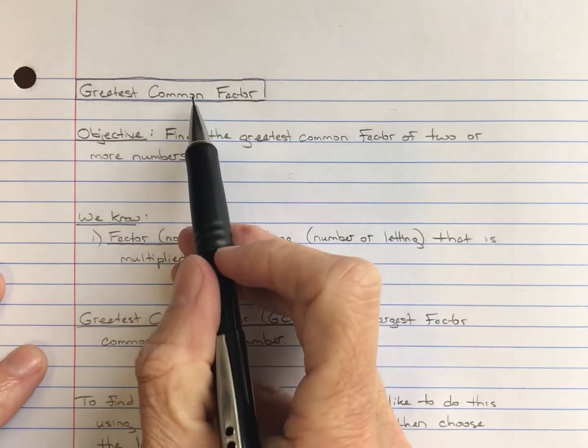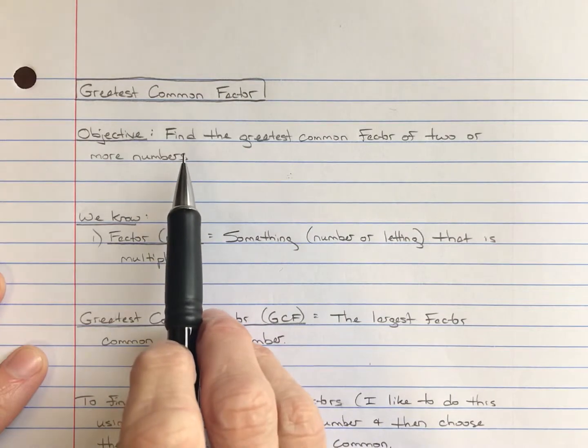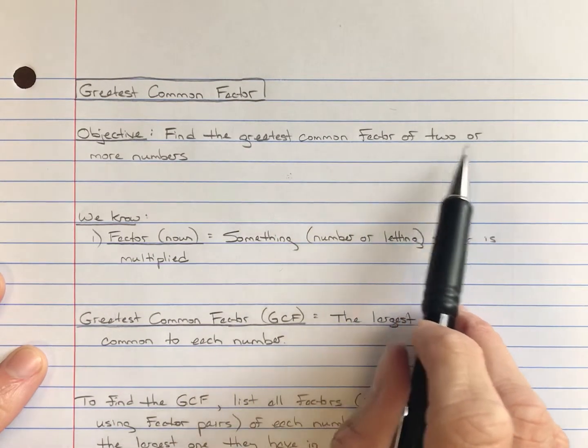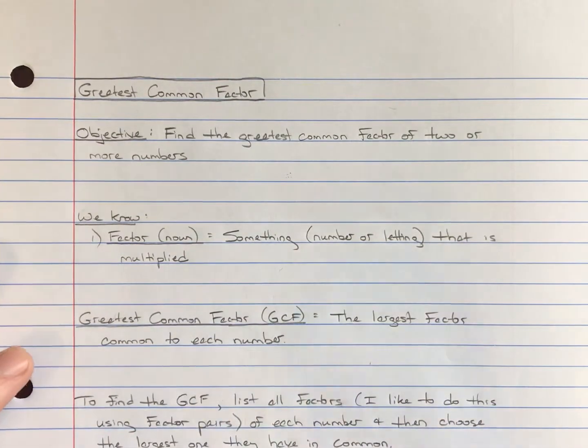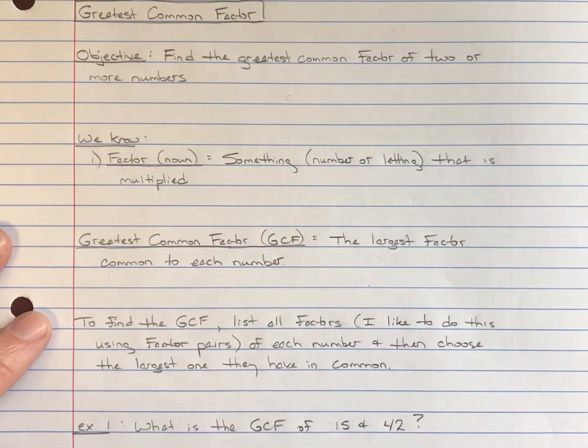Greatest common factor. The objective of this video is to find the greatest common factor of two or more numbers. Let's talk first about what we know, because we know what a factor is.